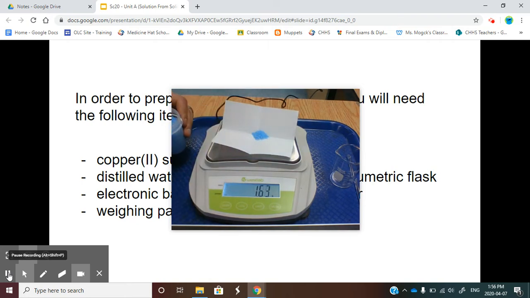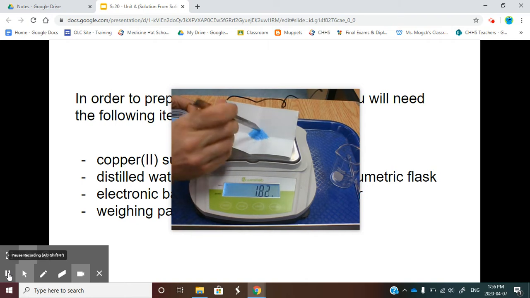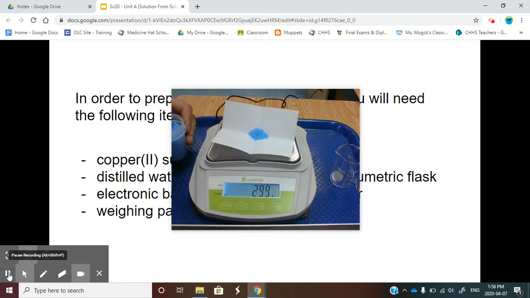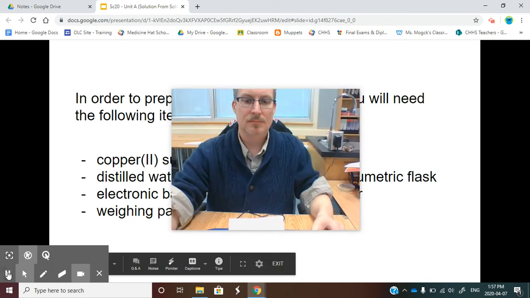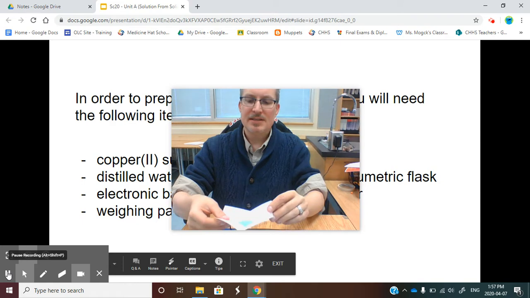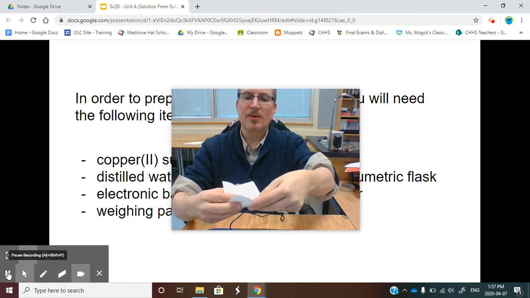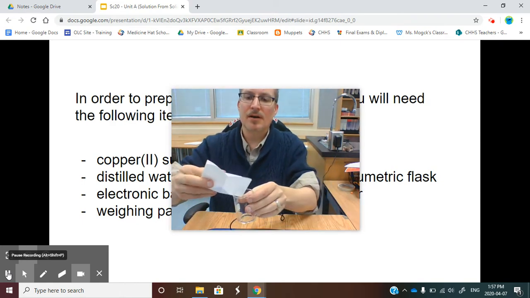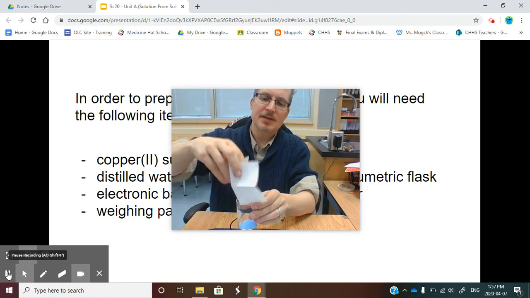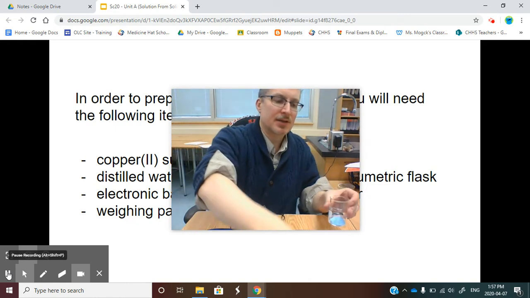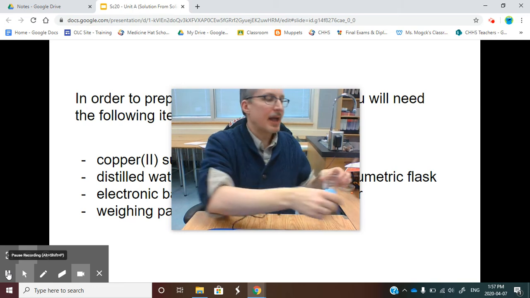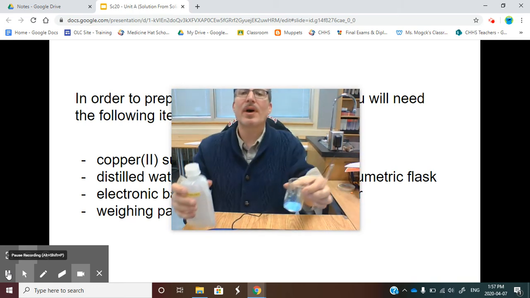So I'm going to put copper 2 sulfate on there until I get to 7.98 grams. Now that I'm at 7.98 grams, I'm going to transfer all of the copper 2 sulfate into my beaker. And you'll remember that I'm making 100 mils.